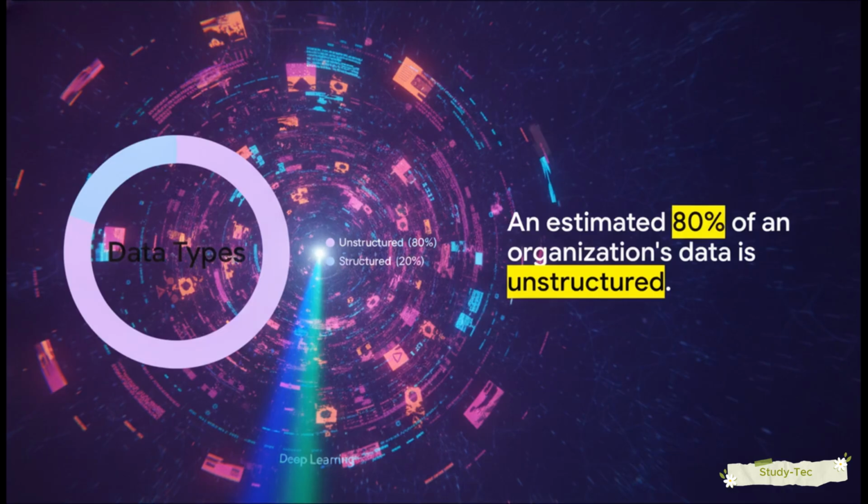Why? Because an estimated 80% of an organization's data is completely unstructured. We are talking about raw images, massive text documents, video clips, audio files. Traditional ML completely chokes on this stuff. But this chaotic, raw data, that is exactly where deep learning shines.